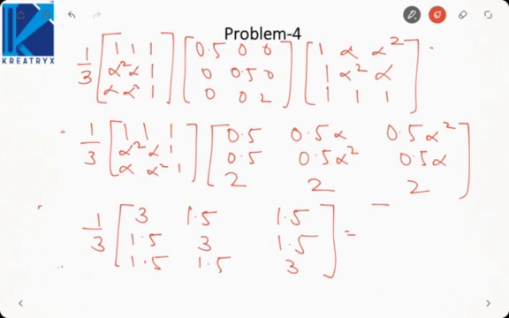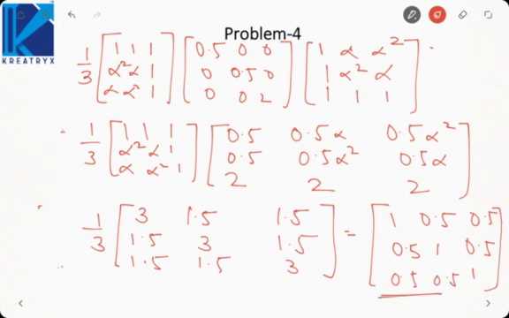If you divide it by 3, it will be 1.5, 0.5, 0.5, 0.5, 1.5, 0.5, 0.5, 0.5, 1. That will be your Z matrix. Now this is a very complicated procedure and it is very long. So let us try to find it by some short method.